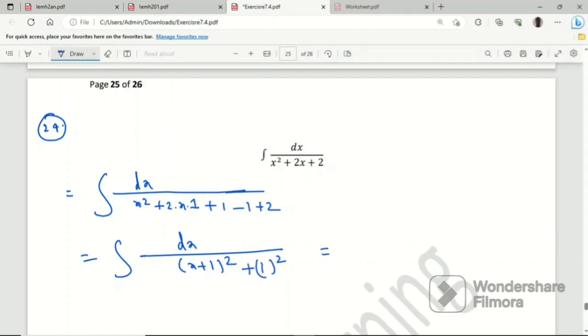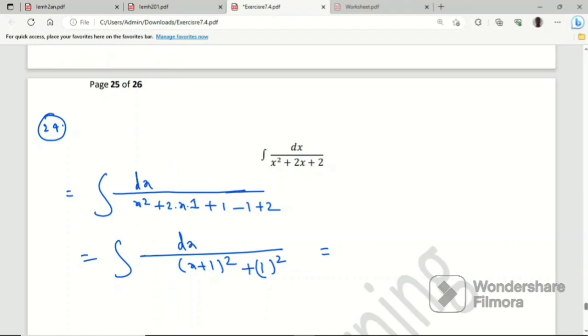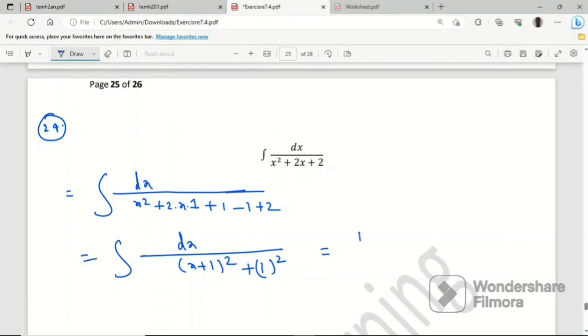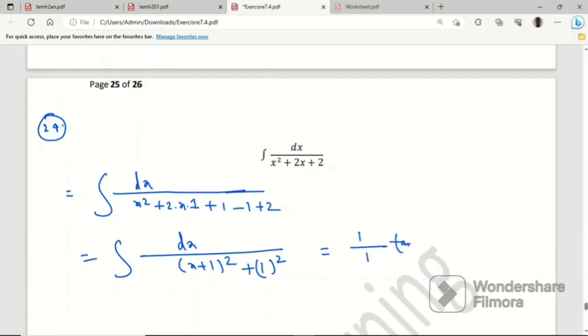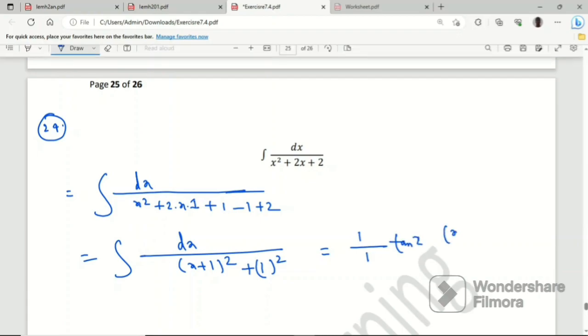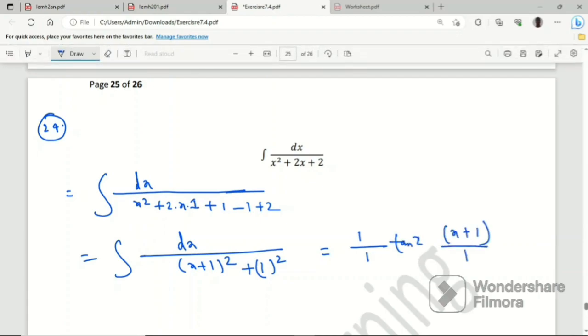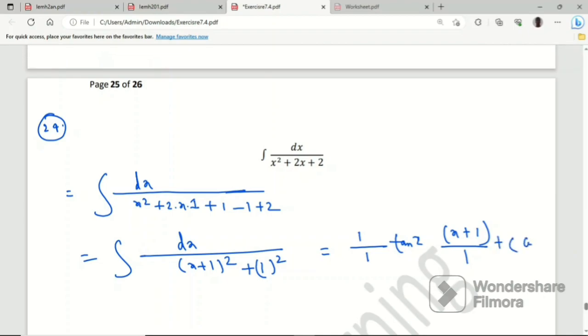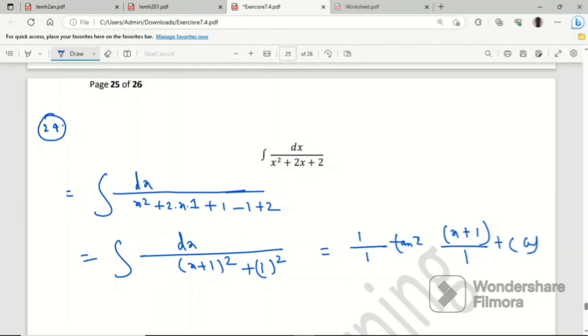So now it is in the form of 1 upon x square plus a square. The formula for this is 1 upon a, tan inverse x upon a, where a is 1. So it will be tan inverse of (x plus 1) upon 1 plus c as our answer. We can check, I think it is a multiple choice question.